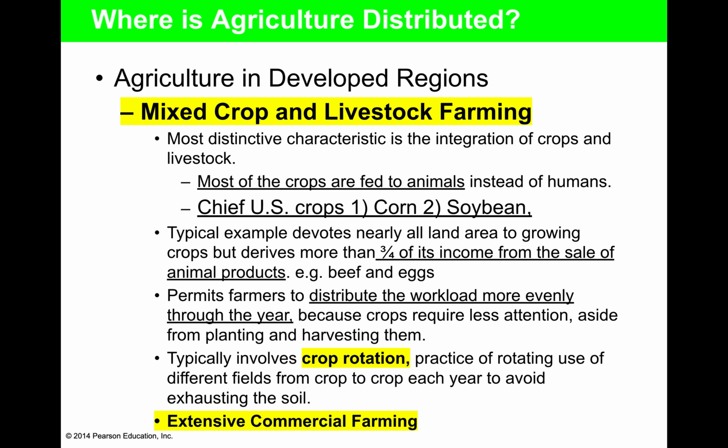Mixed crop and livestock is a traditional practice. It derives more than three-fourths of its income from sales of animal products. Most of the food is sold or is raised to feed the animals, not consumed by humans. They farm year-round to distribute the workload more evenly throughout the year. They'll use crop rotation. Crop rotation will again yield fertile land and more crop productivity.